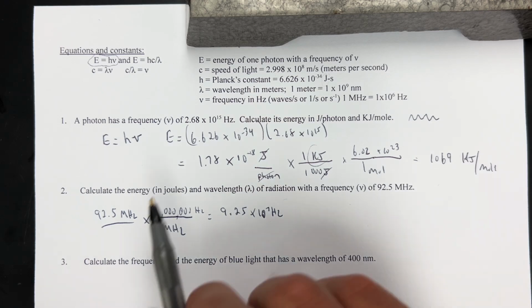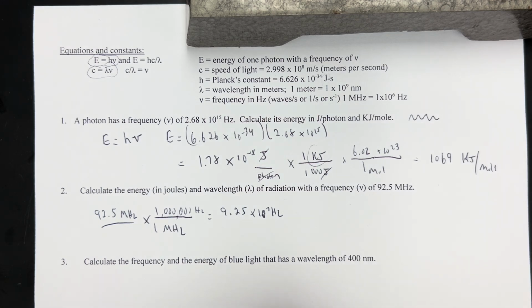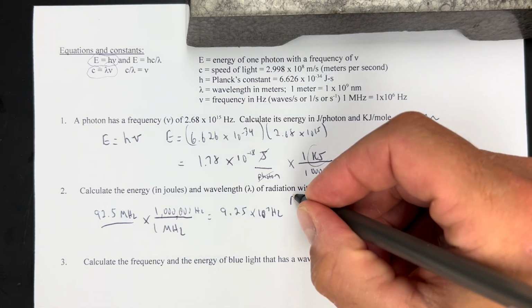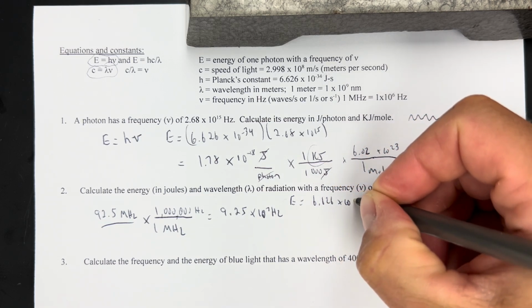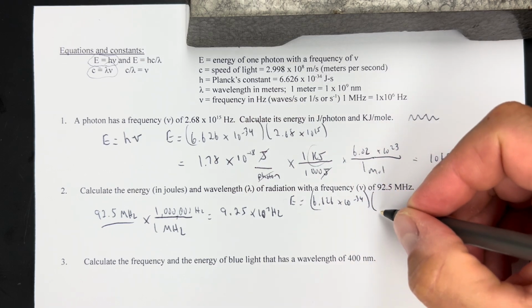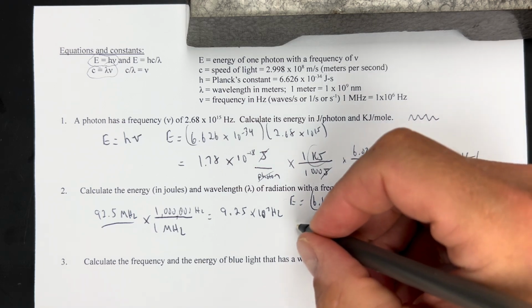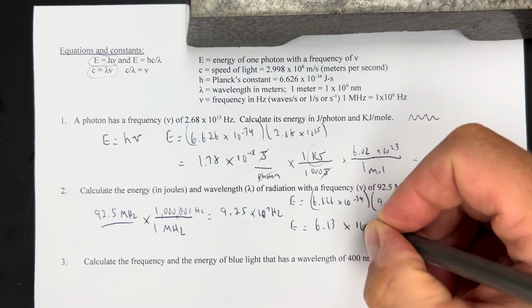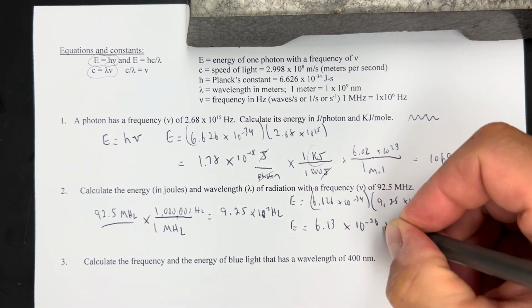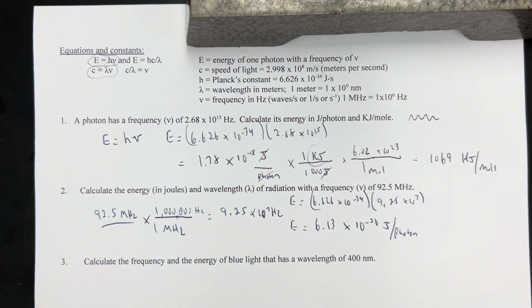So we got it. Energy, just like we did above, and here to get wavelength. So for energy, we would take Planck's constant, 6.626 times 10 to the negative 34th. Remember, that is in joule seconds, times 9.25 times 10 to the 7th hertz. You get an energy of 6.13 times 10 to the negative 26 joules. I'm going to say joules per photon. Does not want it in kilojoules per mole.